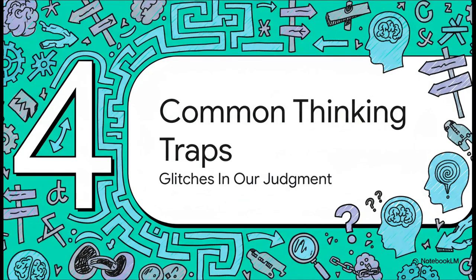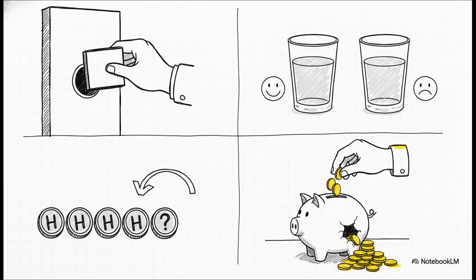So beyond those shortcuts, our thinking is vulnerable to a whole range of other predictable glitches. These are cognitive biases, and they can trap us in these irrational loops of thought, often without us even realizing it's happening. Here are 4 really common traps. You've got mental set, which is when you keep trying to use an old solution for a new problem. There's framing, where just the way an issue is presented can completely change your decision. The gambler's fallacy, thinking a coin is due for heads after a bunch of tails. And then there's one I think we've all fallen for, the sunk cost fallacy.